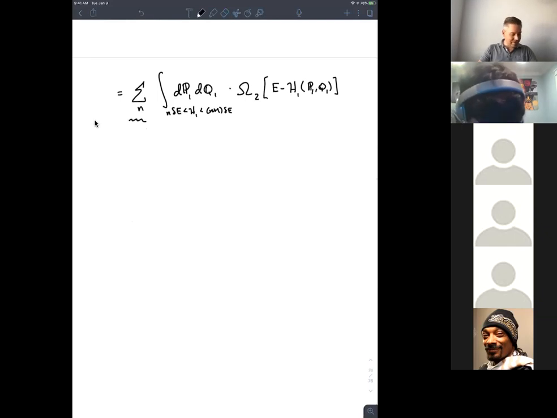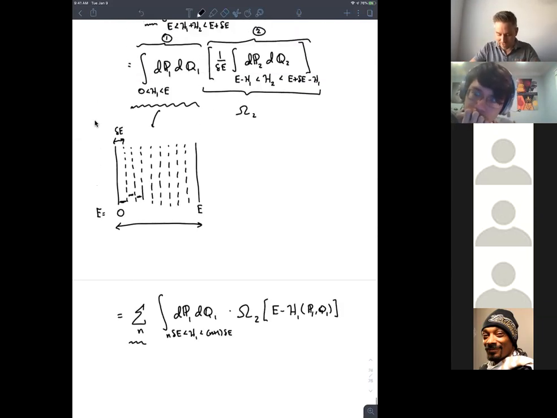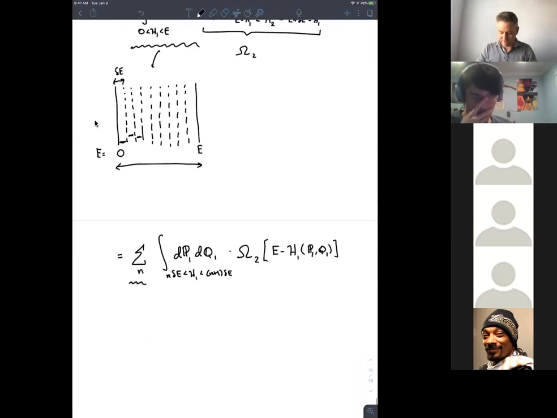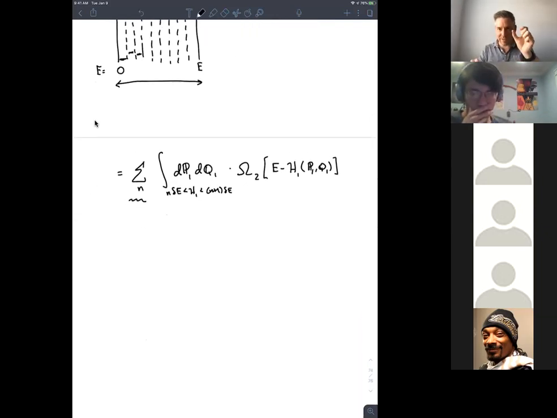Again, is everybody roughly okay with what I've done? I've taken this integral over the entire range of possible energies of my system, split that range up into n little bits, and then I have to sum over each one of those small integrals. And what I'm going to do now is convert this into an integral itself.